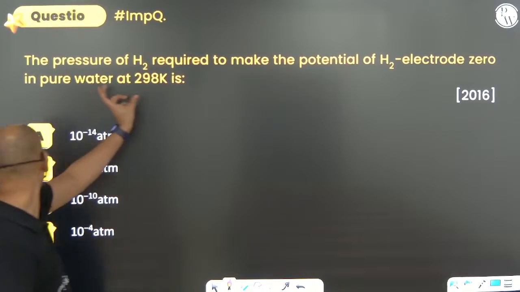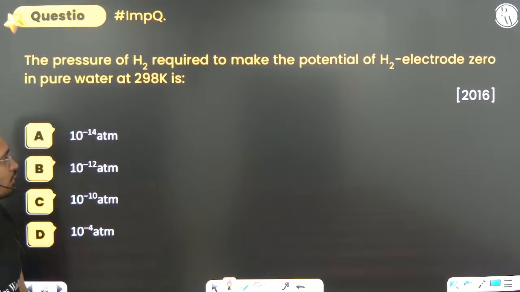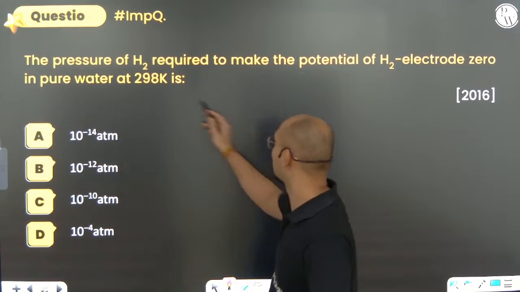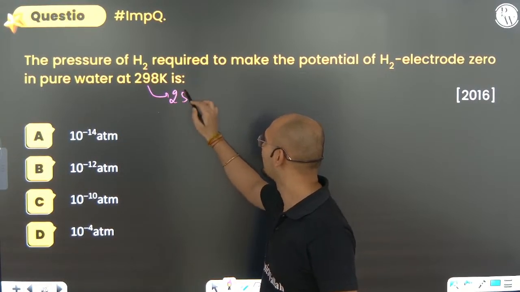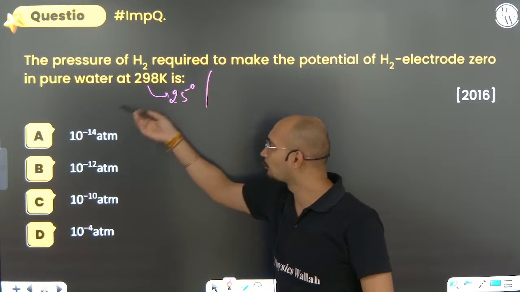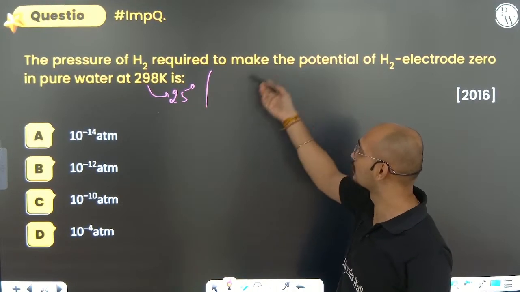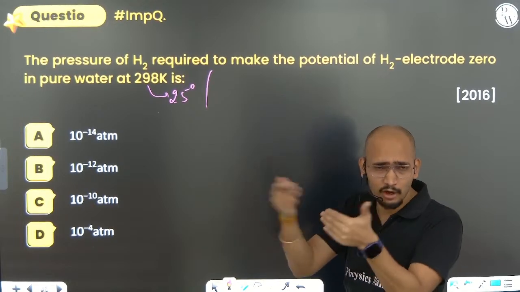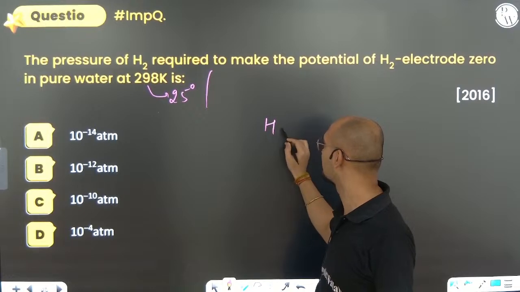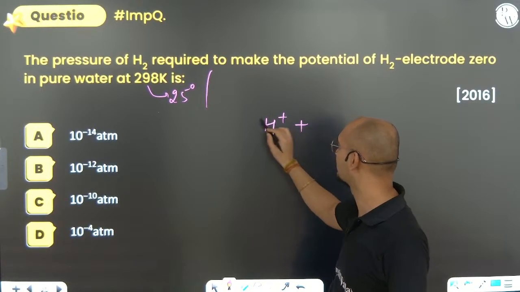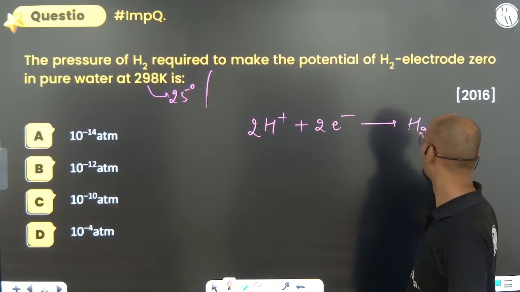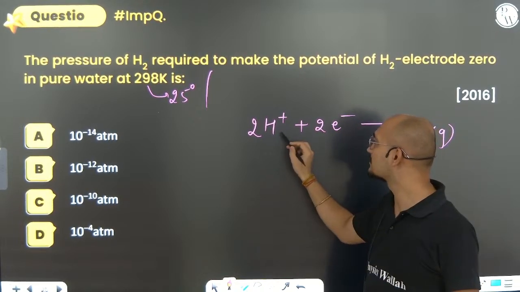The pressure of hydrogen required to make the potential of the hydrogen electrode 0 in pure water. At what temperature? 298 Kelvin, meaning 25 degrees Celsius. Since it is talking about hydrogen, there should be some reduction reaction, a redox reaction. Let's see what kind of redox reaction will take place: 2H+ taking 2 electrons, converting into H2 gas.